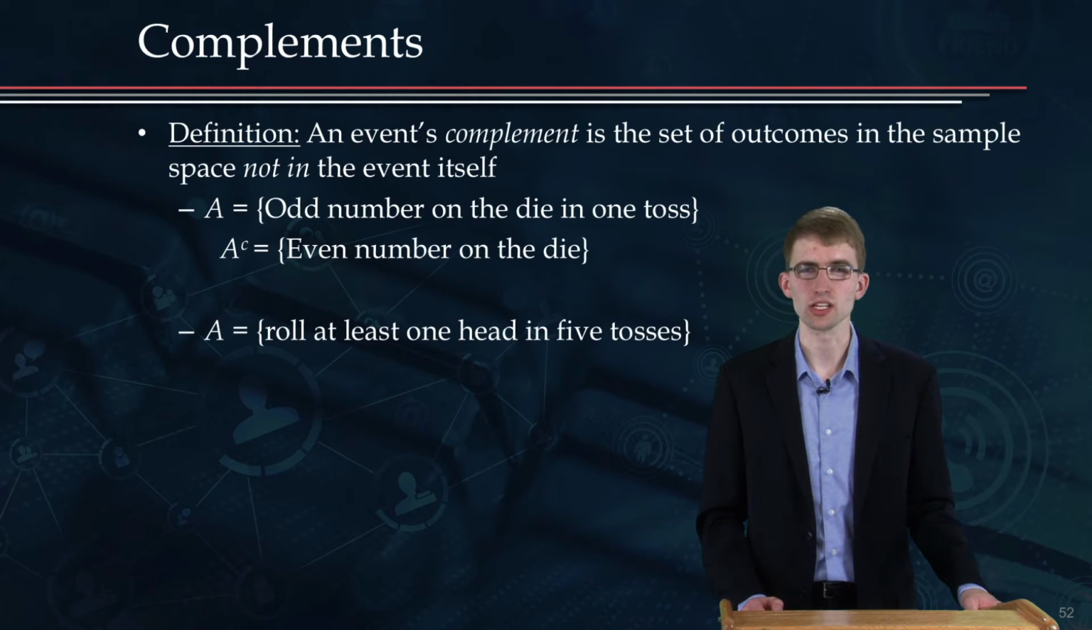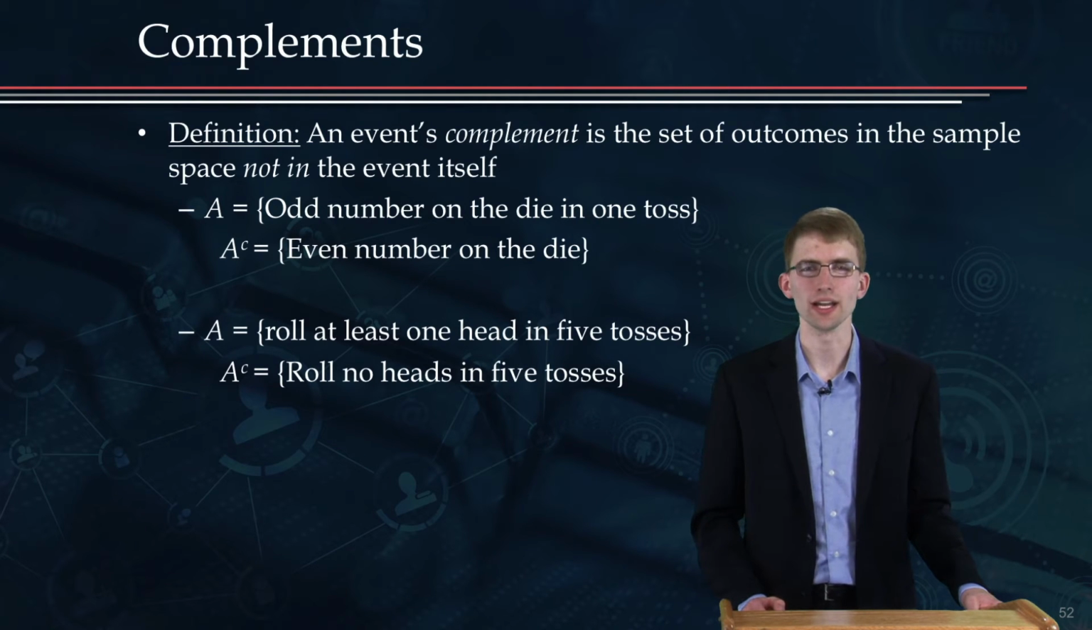Similarly, the one that we're interested in right now is the event A that I roll at least one head in 5 coin tosses. Now the complement of A is the event that I roll no heads in 5 coin tosses. Now how does knowing the probability of A complement help us to calculate the probability of A?